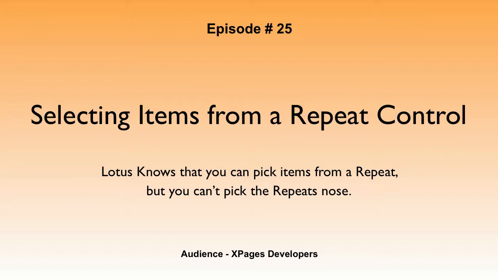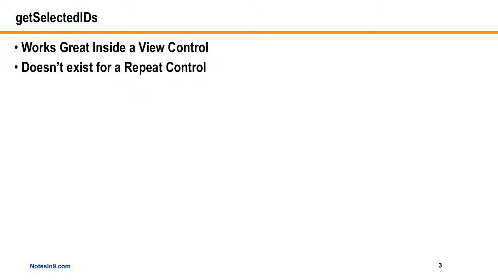Lotus knows that you can pick items from a repeat, but you can't pick the repeat's nose. Okay, I don't have too many slides for this one. It's basically just going to be demo. But what I want to talk about here is basically getSelectedIDs.